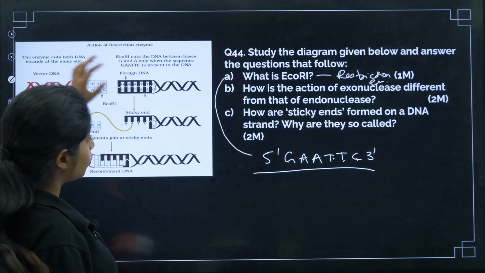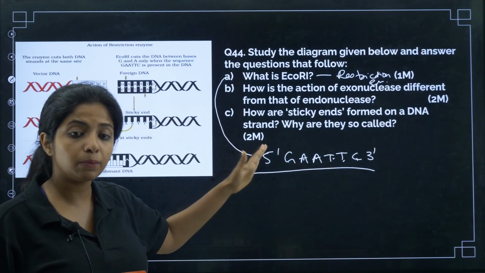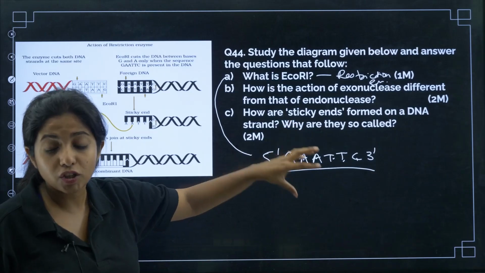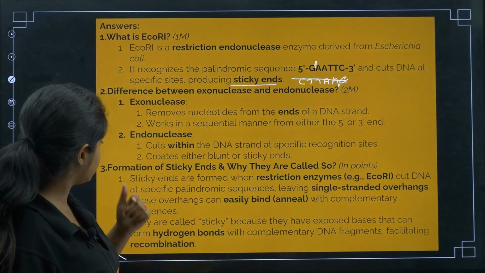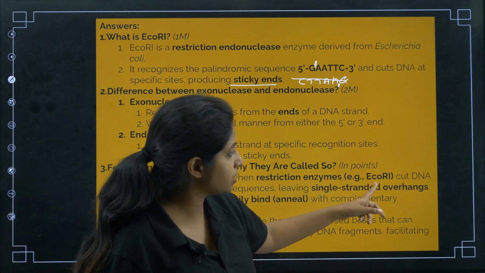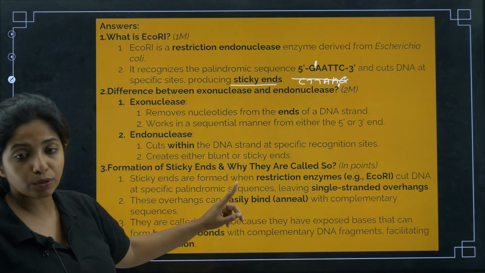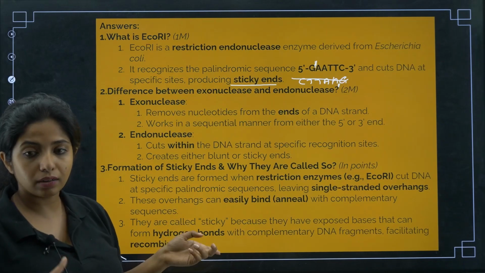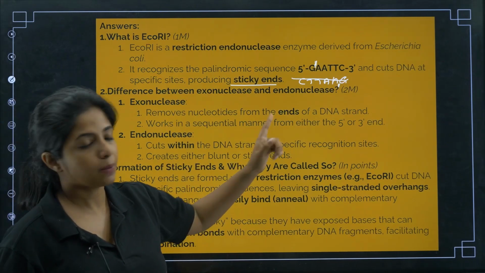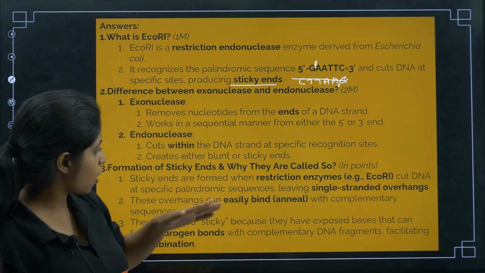So why are they called sticky ends? Because they do not have a complementary base pair, so they can easily make hydrogen bonds with anything that is complementary to them. So how do you write it? Formation of sticky ends and why they are called so. Sticky ends are formed when a restriction enzyme, for example EcoRI, cuts the DNA at a specific palindromic sequence. Palindromic means it can be read the same in both directions. So GAATTC, here also in the complementary strand it reads GAATTC.